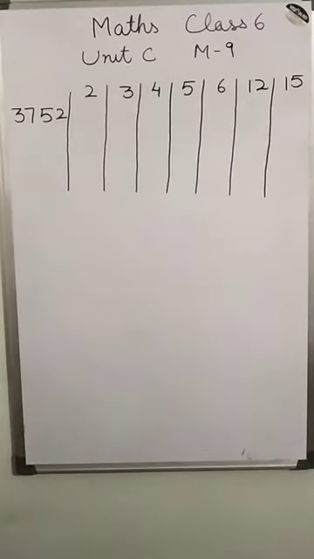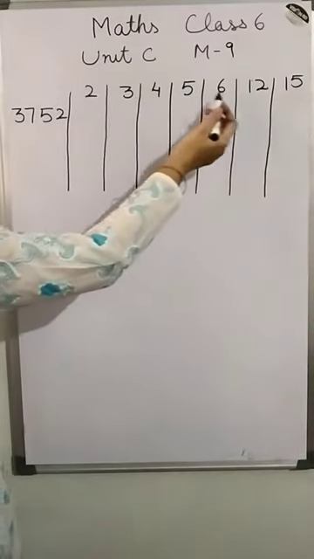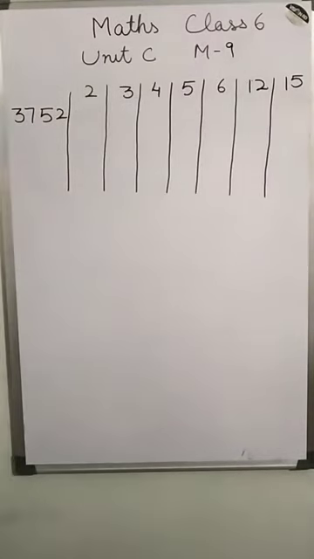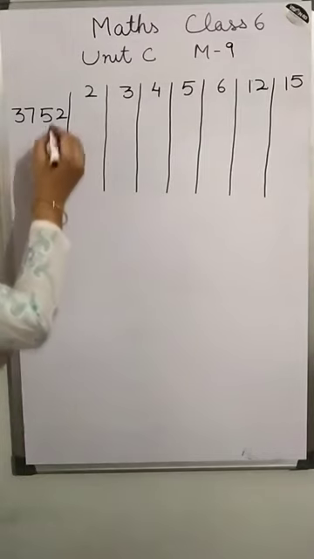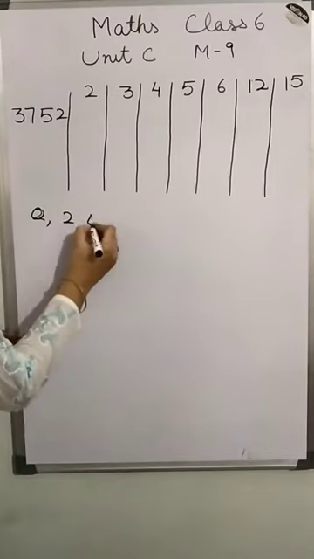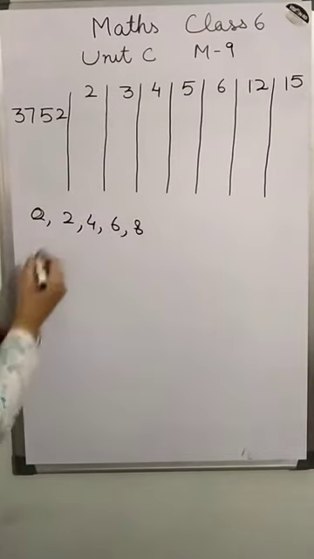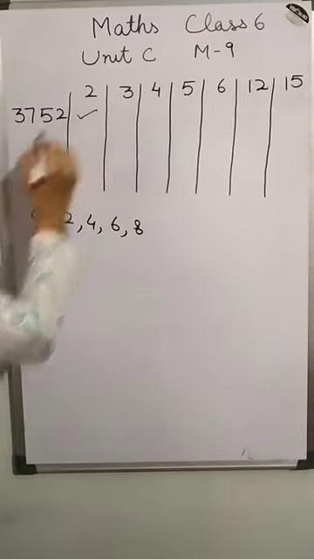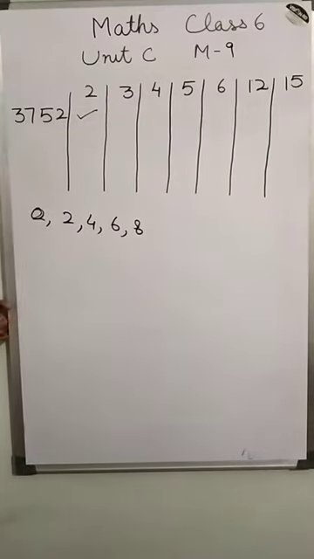Now come to Module number 9. The number is 3752. Here we have to check whether this number is divisible by 2, 3, 4, 5, 6, 12 and 15. We are doing it one by one. For the divisibility of 2, the number should be even, or end with 0, 2, 4, 6, 8. Here it is 2. It means it is divisible by 2.